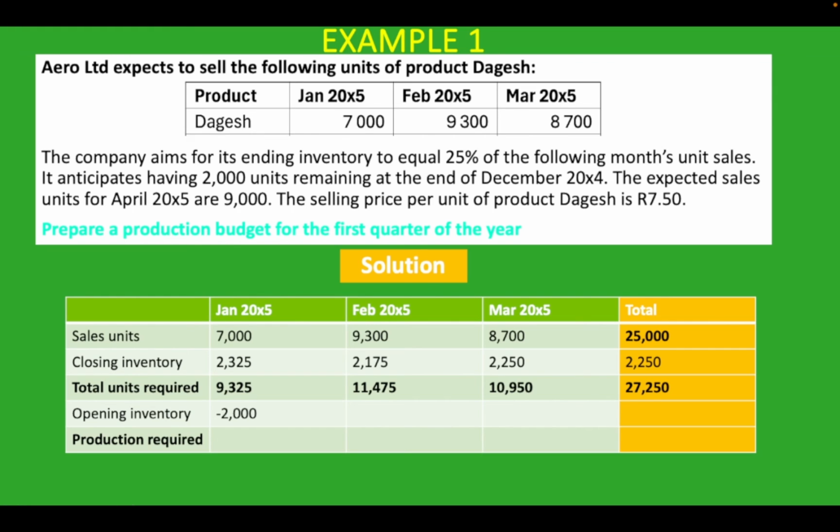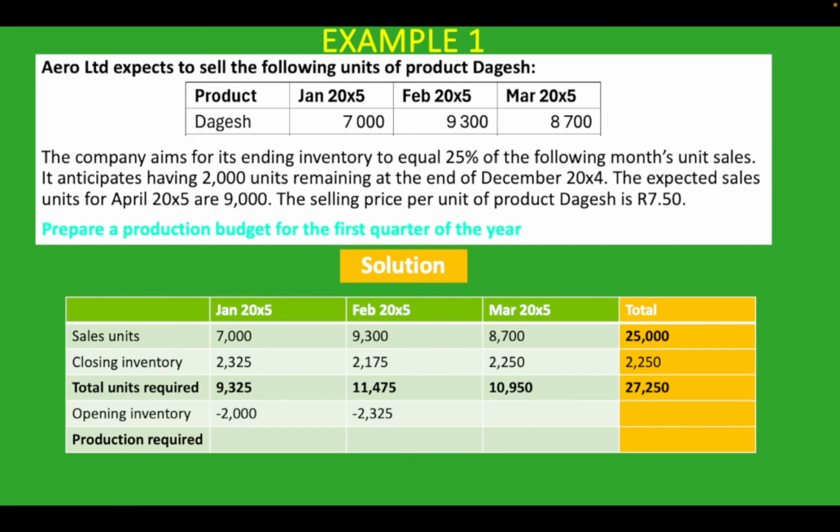What about February? What is my opening inventory for February? Well, that should be easy because our closing inventory for December was our opening inventory for January. That means our closing inventory for January will be our opening inventory for February. Okay, so what is our opening inventory for February going to be? Well, it's going to be the closing inventory for January, because if we end the month of January with 2,325 units, that means we're going to begin the month of February with the same amount, 2,325 units. So I'm just going to put that as a negative in February.